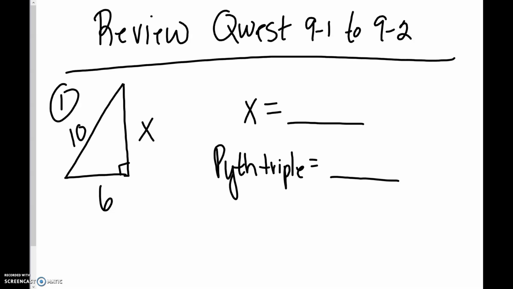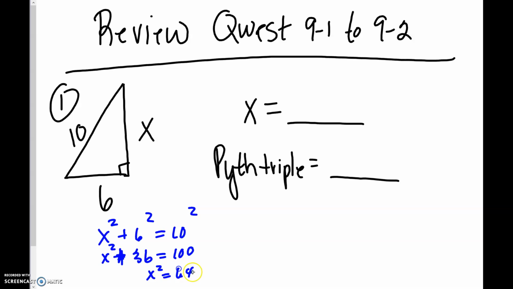So this is a right triangle, so we can set up the Pythagorean Theorem. So we can set up x squared plus 6 squared equals 10 squared. So x squared plus 36 equals 100. Let's subtract 36 from both sides. So x squared equals 64. So x is equal to plus and minus 8.